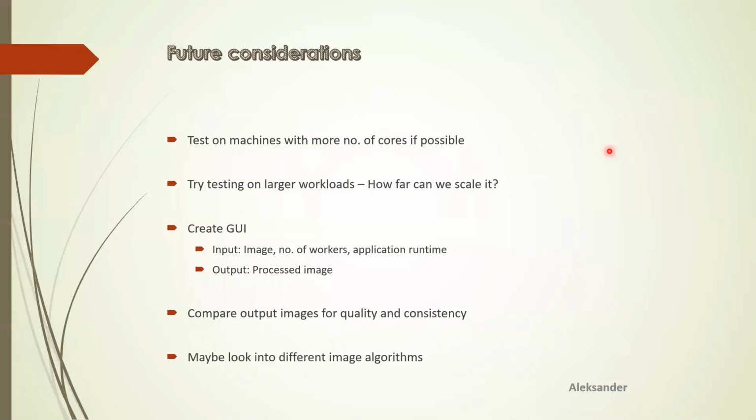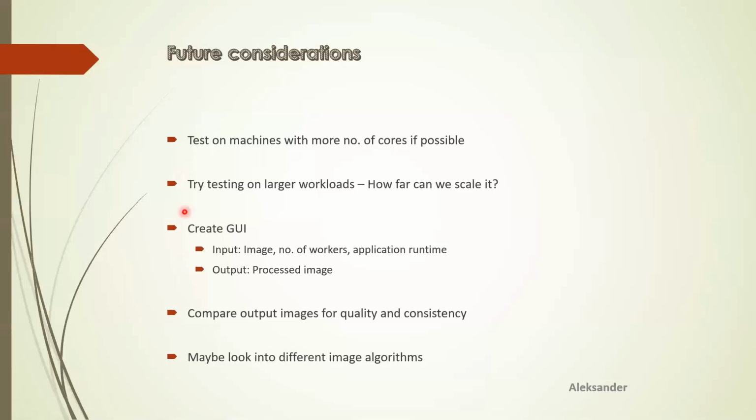For future work, we would like the opportunity to test the program on a machine with more cores, if that's possible. This would help us confirm our theory that it's not fully utilizing the 4th core. And we could also try and see how much speed up we can get as we increase the number of cores. Apart from that, we would also like to try testing it with a larger workload. We'd like to see how far we can scale it, how big the workload can get before we don't see any more speed up. And of course, how much can we handle before it starts to take too long?